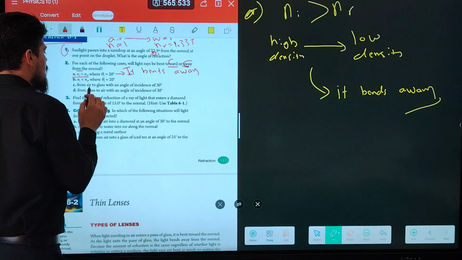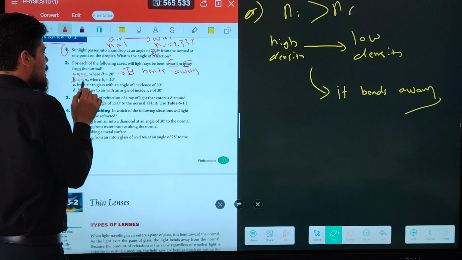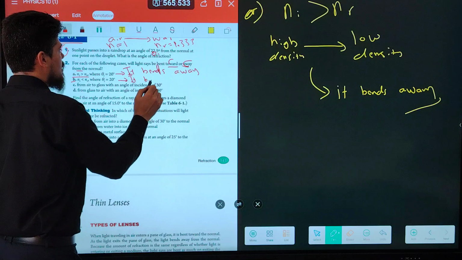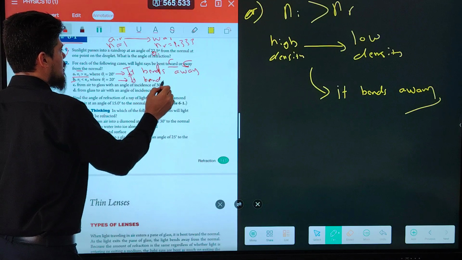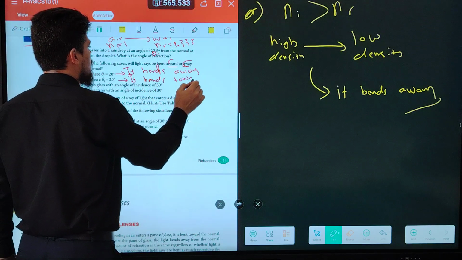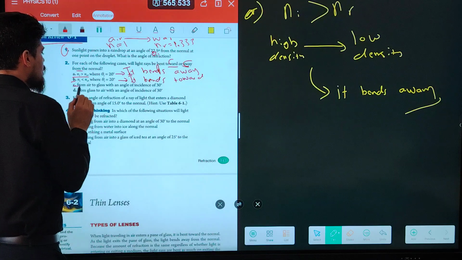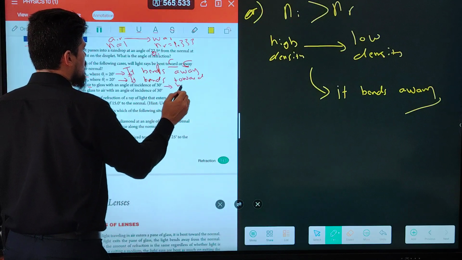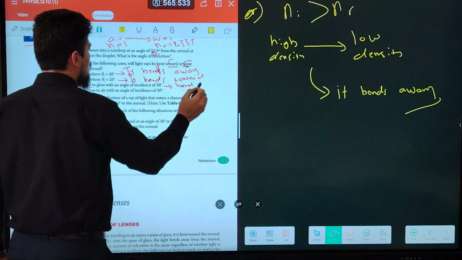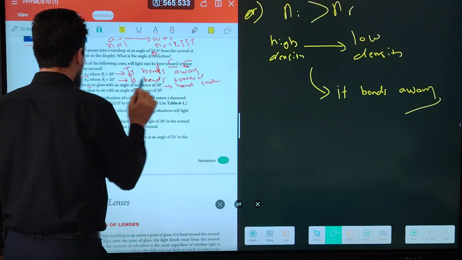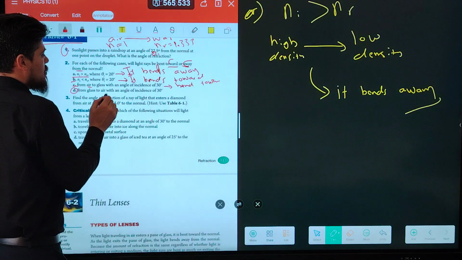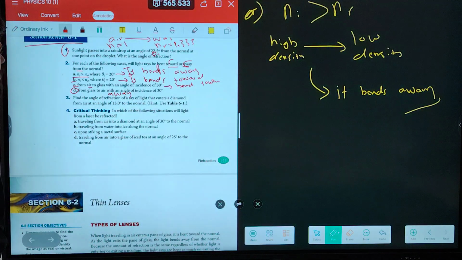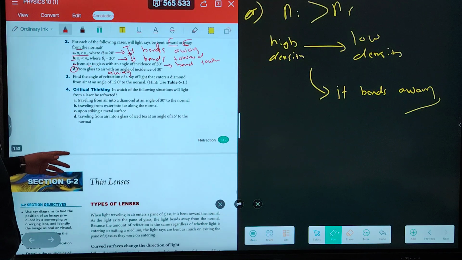Branch B, when Ni is less than Nr, it bends toward the normal. Branch C, from air to glass, low density to high density, bends toward. D, from glass to water, bends away. From glass to air, bends away from the normal.